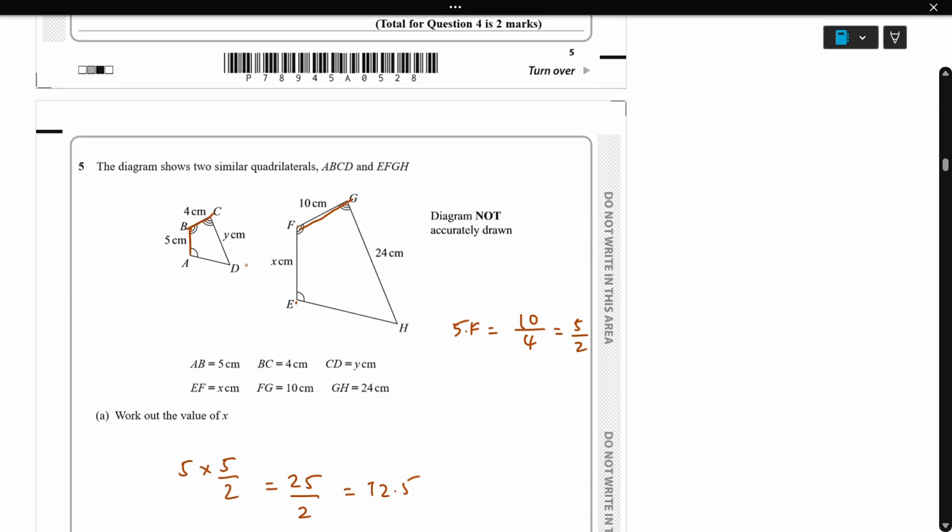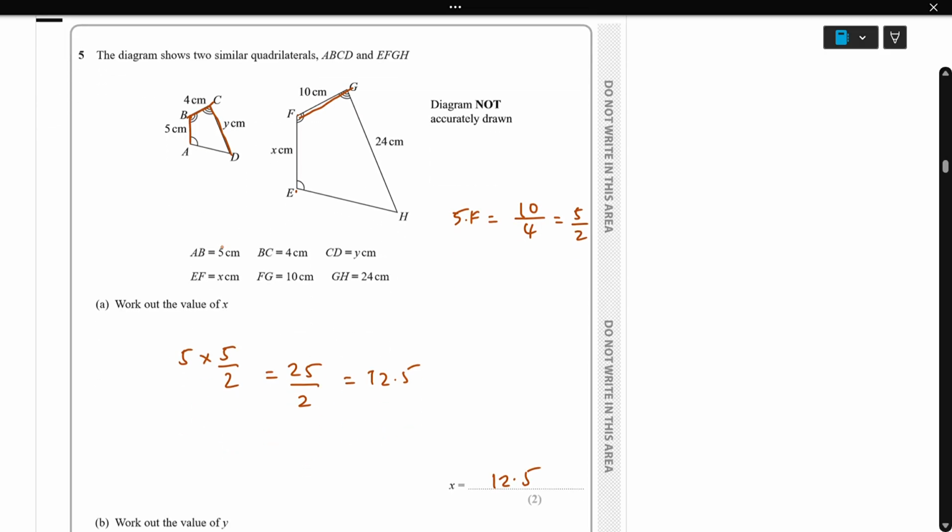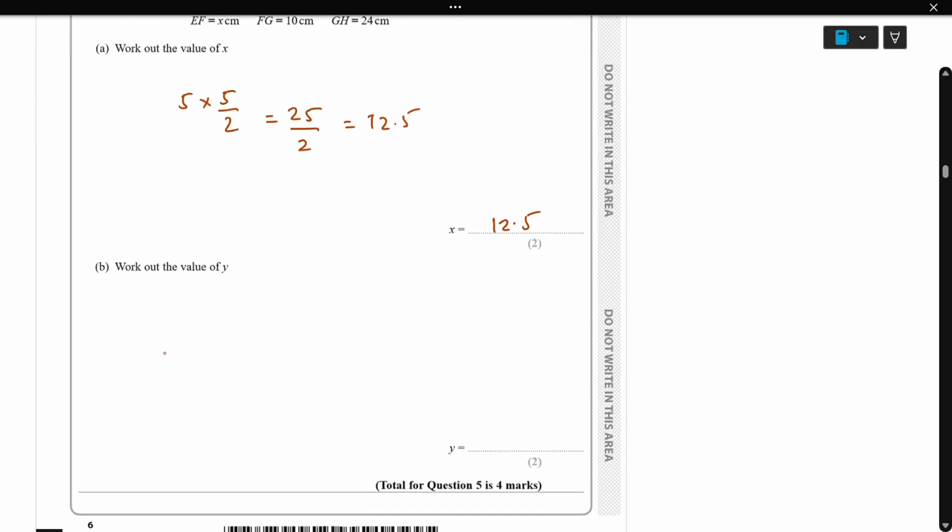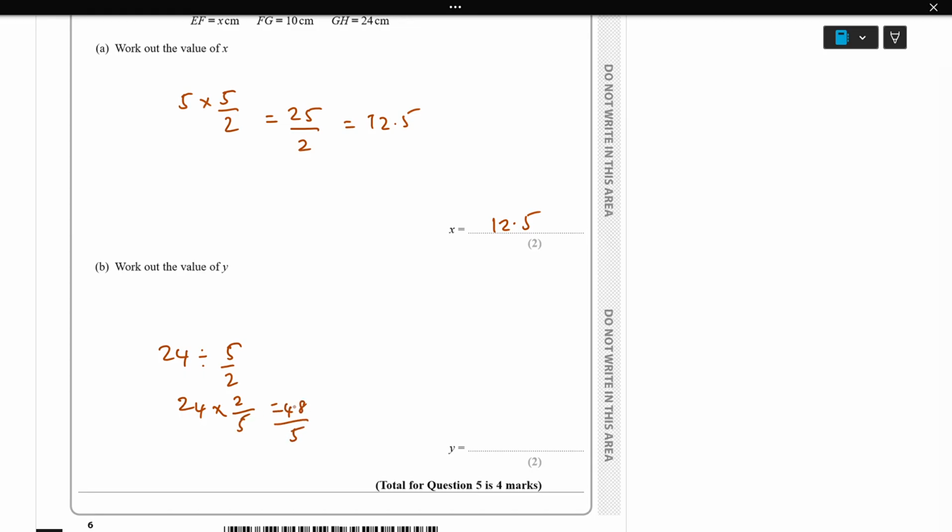Then work out y. Y is here, CD. The greater side, 24, is already given, then divided by the scale factor we'll get y. So 24 divided by the scale factor, which is 5 by 2. So 24 times 2 over 5, which is 48 over 5. 48 divided by 5 is going to be 9.6.